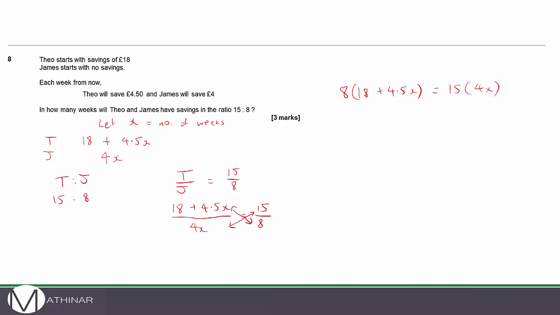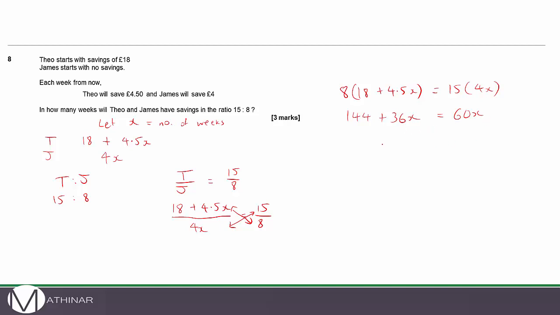So 18 times 8 is, if we double it, it's 36, double again is 72, double again is 144. 4.5x times 8, if we double it, it's 9, double again is 18, double again is 36x. This is a calculator paper, so you can use a calculator if you need. And 15 times 4 is 60x. So now we just go and solve this.